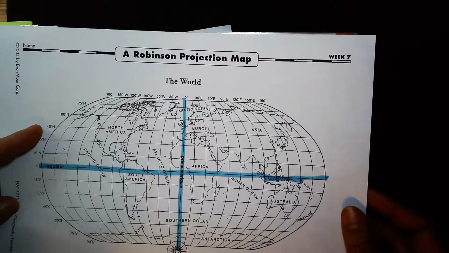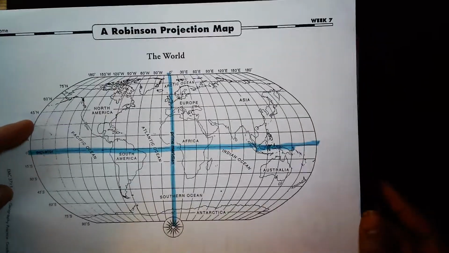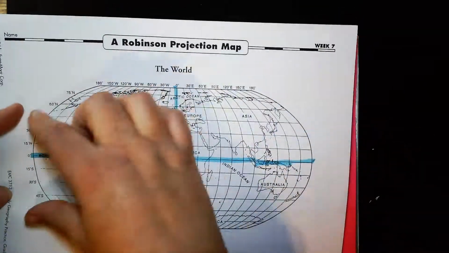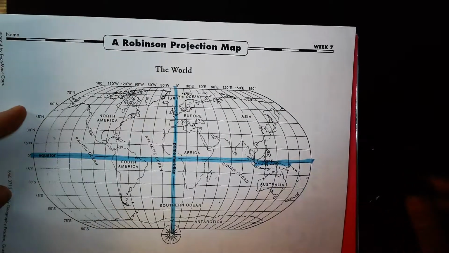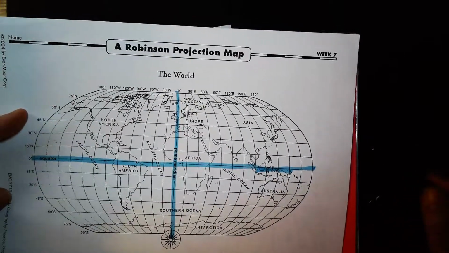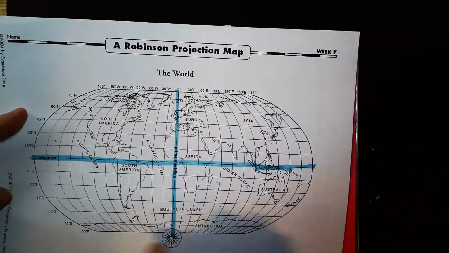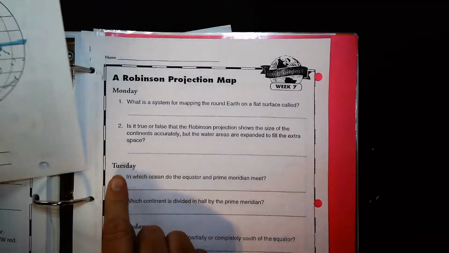This was invented by a guy in the United States as a way to try to keep most of the land masses about the right size and shape so that there'd only be a little bit of stretching toward the North Pole and the South Pole. So let's look at today's questions.